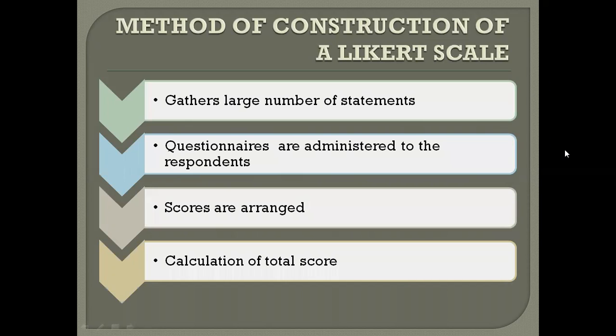Next, coming to method of construction of a Likert scale. First, gather a large number of statements. It is almost the same as differential scale. First, we'll have to gather a large number of statements on a particular topic. Then we will formulate those statements, and then we will administer those questionnaires to the respondents or to whoever we want to measure the attitude of. Then after we have administered the questionnaires, we will score them accordingly. Okay, and then we will calculate the total scores, and then we will categorize them accordingly. Okay, it is not very tough. First we will develop a large number of statements on a particular topic, then we will administer the scale to the respondents, then we will arrange the scores accordingly, and then we will calculate the total scores.